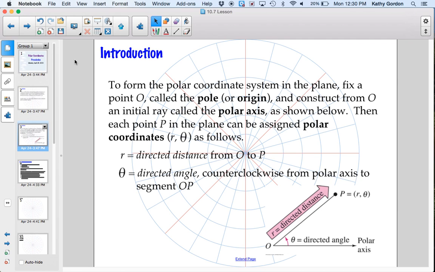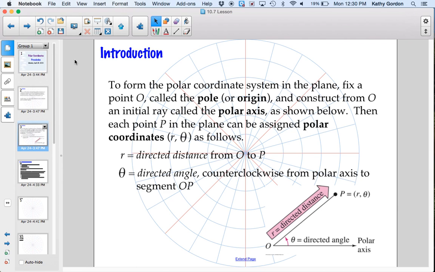For theta, it's what we know from trig. Positive angle measures means we're going to be rotating counterclockwise around. If it's a negative angle measure, then that means we're going to rotate clockwise around. Okay? R can also be positive or negative.